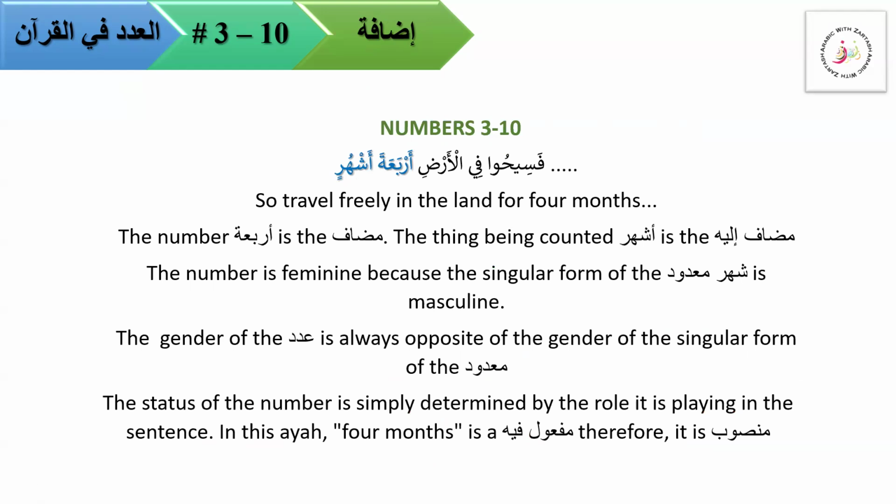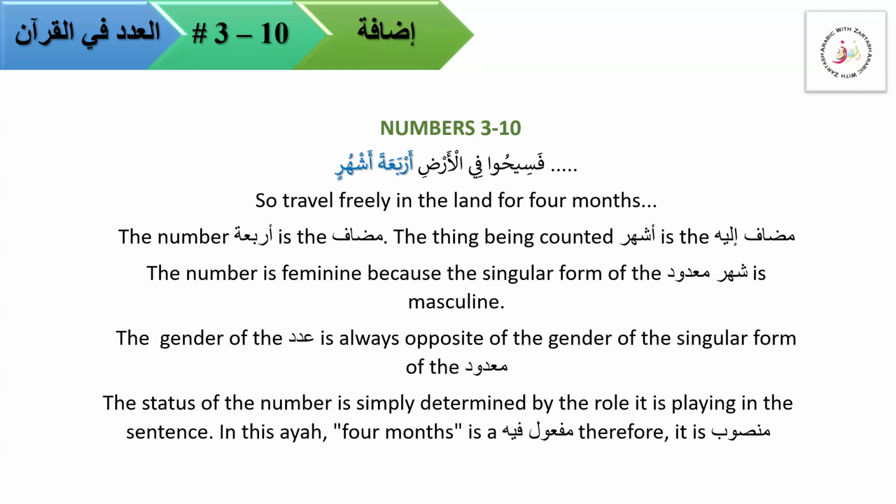Let's see another example. Fasihu fil ardi arbata ashhur. So travel freely in the land for how many days? For 4 months. So here arbata is a mudaf. We know that the number, the adad, is going to be a mudaf, and the thing being counted, the madud, the ashhur, is a mudaf ilayh. We know that the numbers from 3 to 10 always make an idafa. So the number is a mudaf, and the madud is a mudaf ilayh.